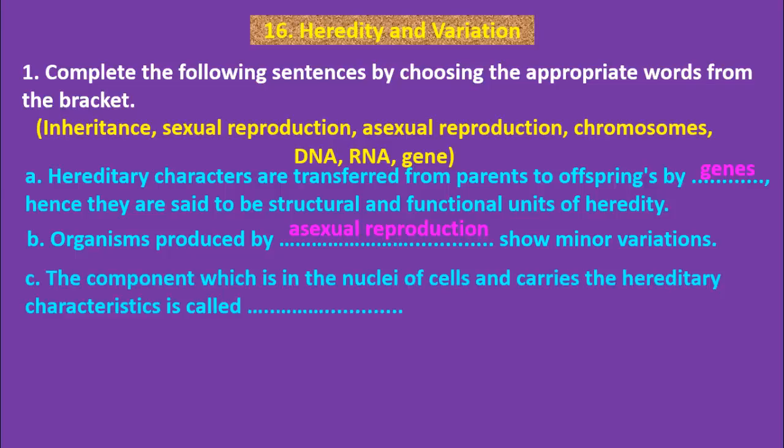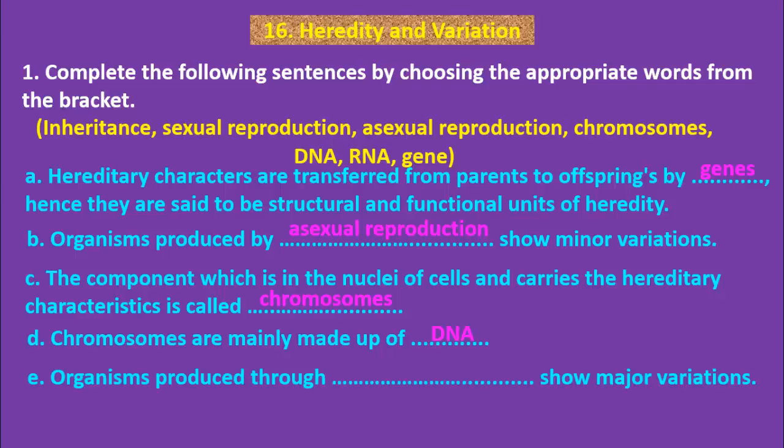C. The component which is in the nuclei of cells and carries the hereditary characteristics is called dash. Chromosomes. The component which is in the nuclei of cells and carries the hereditary characteristics is called chromosomes. D. Chromosomes are mainly made up of dash. DNA. Chromosomes are mainly made up of DNA.